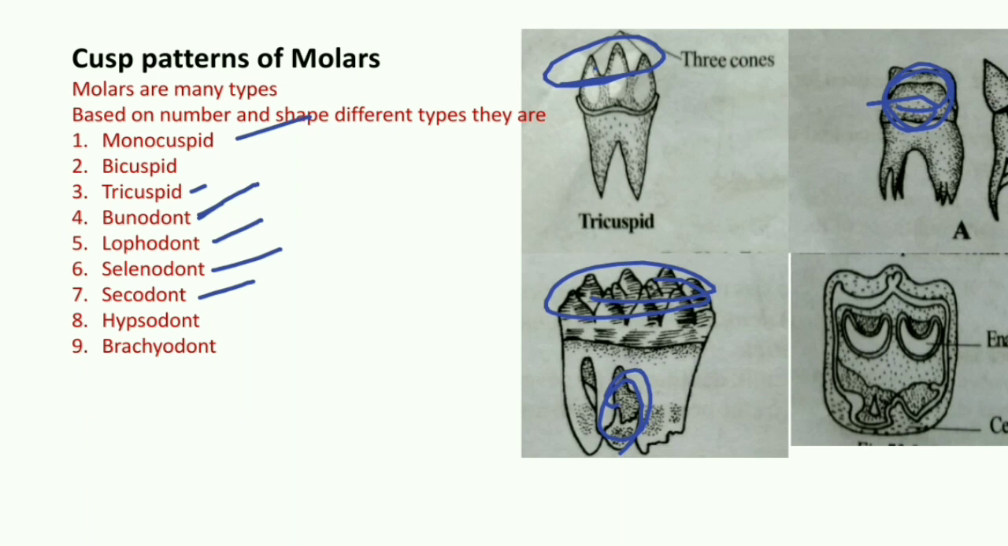Next, hypsodont: molars with a high crown and short roots. Next, brachyodont: molar teeth with a short crown and with the neck at the surface of the gum.